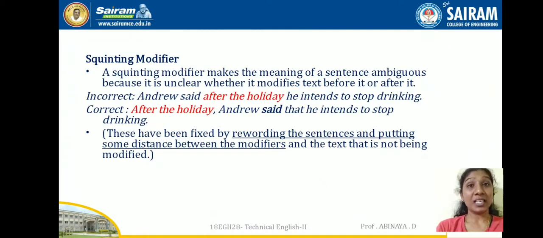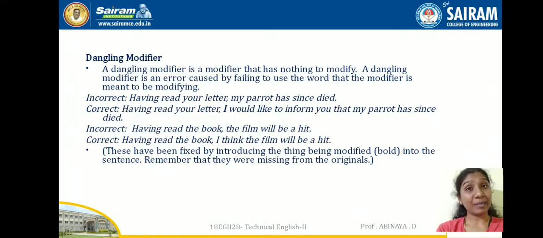Okay. Let us go for the third type of modifiers, dangling modifiers. So these dangling modifiers are also a phrase or clause form. A dangling modifier is a modifier that has nothing to modify. There won't be anything inside the sentence that the modifier is modifying. It may look like separate sentences joined together with incorrect meaning. It leads to complete ambiguity and sometimes makes the sentence grammatically incorrect. A dangling modifier is an error caused by failing to use the word that the modifier is meant to modify. The actual word or phrase being modified will not be in the sentence.